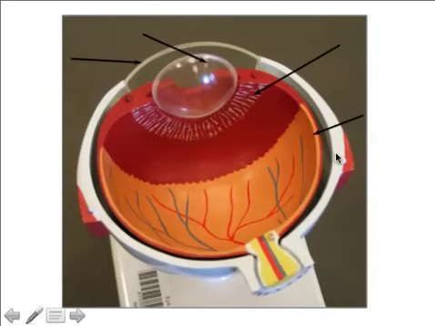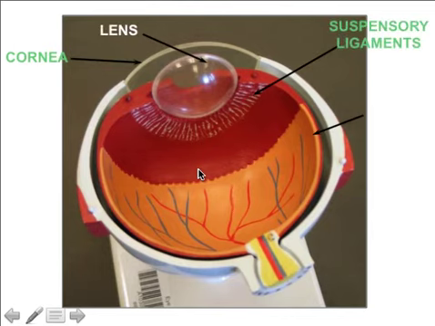Now we're looking inside the eyeball. We've removed the vitreous, we've removed the top part of the fibrous and the vascular tunic, and we are gazing here now at the inside of the eyeball looking out. So this, of course, is the cornea, followed by the lens, and then suspensory ligaments, which hold the lens in place, attached to special muscles called ciliary bodies, which can change the shape of the lens depending on whether we're focusing for near or for far.